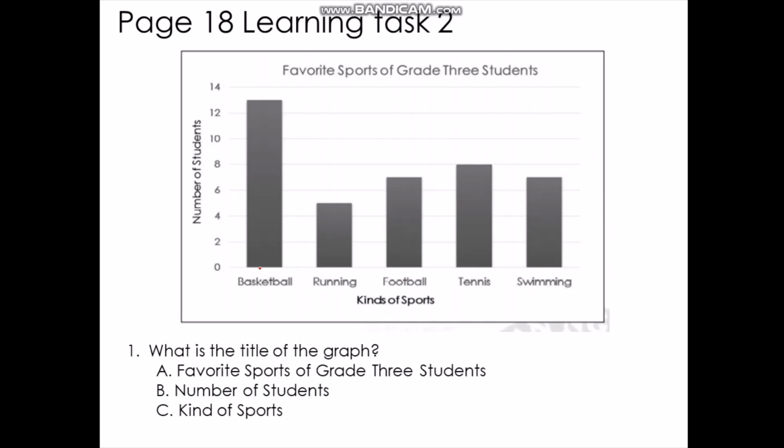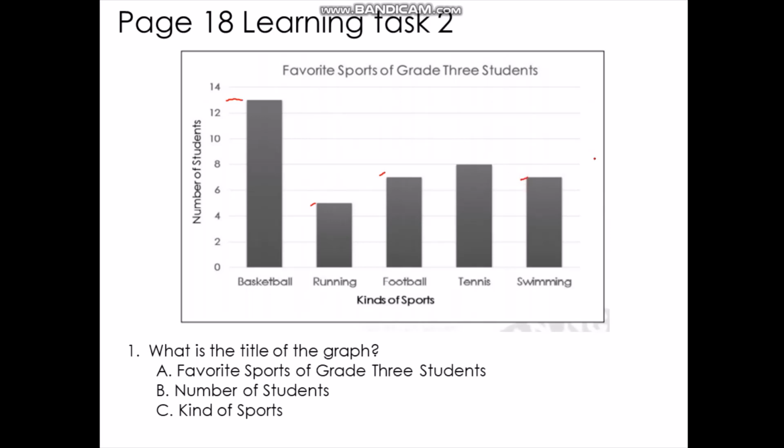For basketball, we have what? 13, because it's in the middle of 14 and 12. So the answer is 13. Next, running, we have 5, in the middle of 6 and 4. For football, we have 7, because it's in between 8 and 6. For tennis, we have 8. For swimming, we have 7 again.